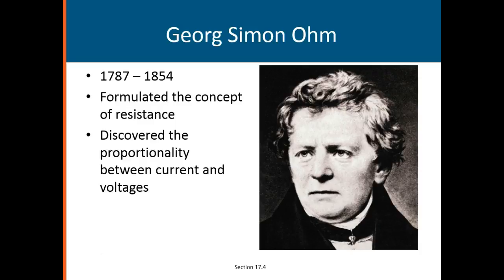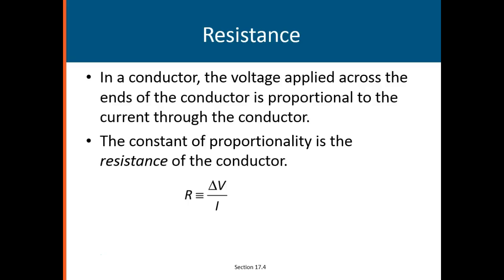Okay, I would have put those in a different order. So what have we got here? Resistance. In a conductor, these are conductors, by the way, the voltage applied across the ends of the conductor is proportional to the current going through the conductor. You got that? The constant of proportionality is called the resistance of that conductor.